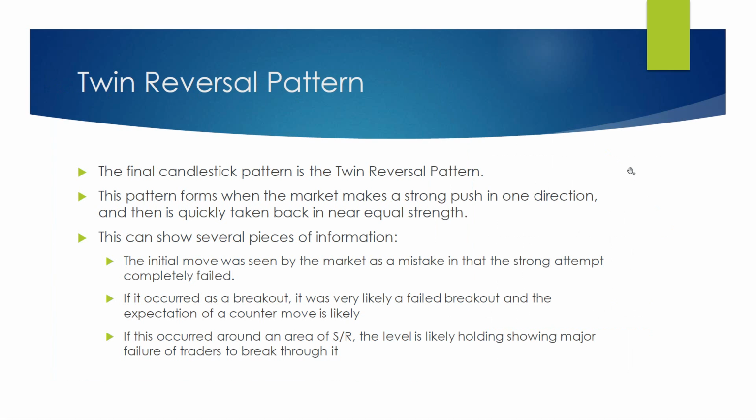And then the final candlestick pattern, the twin reversal pattern. Now, this pattern forms when the market makes a strong push in one direction and then is basically just taken back very quickly in equal strength in the opposite direction. Now, this can show several pieces of information as well. The initial move was seen by the market as a mistake, right?